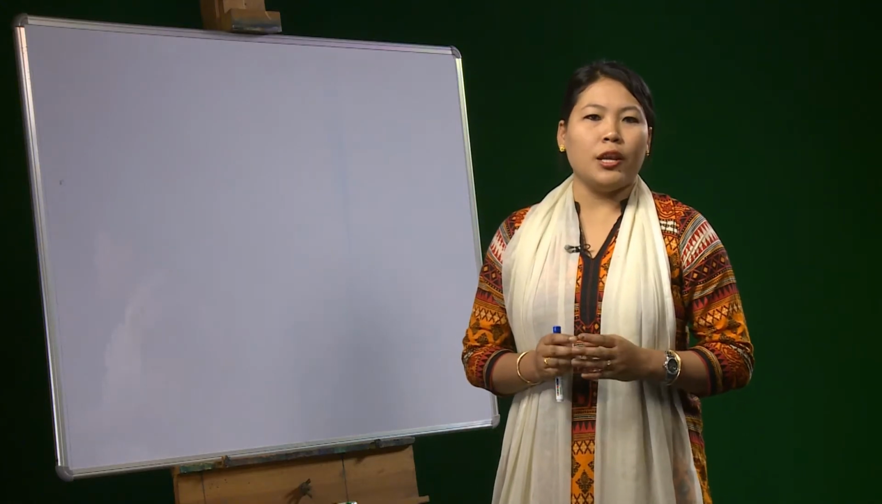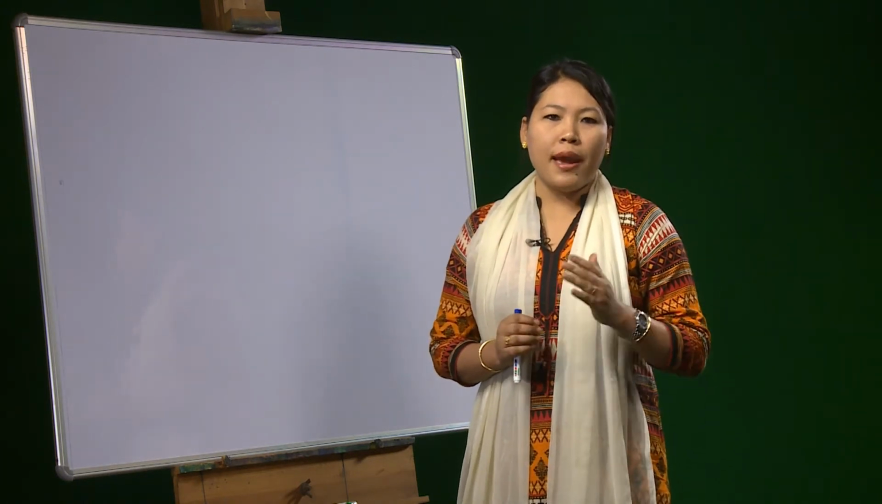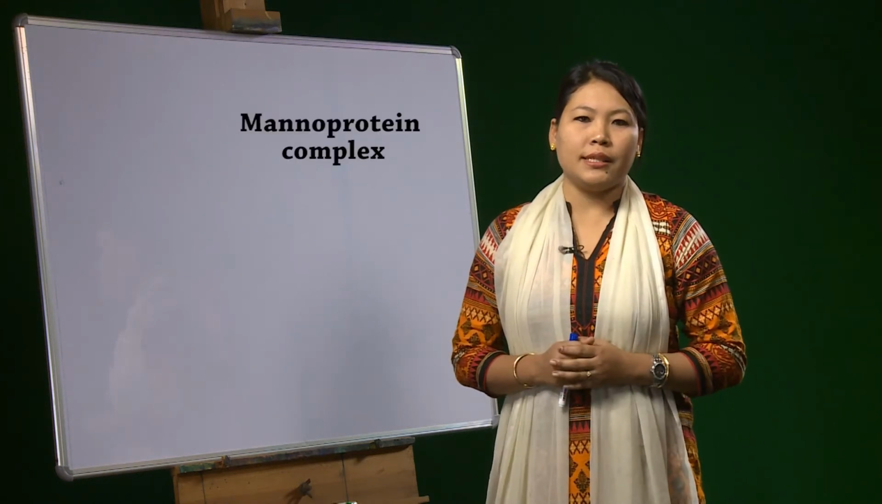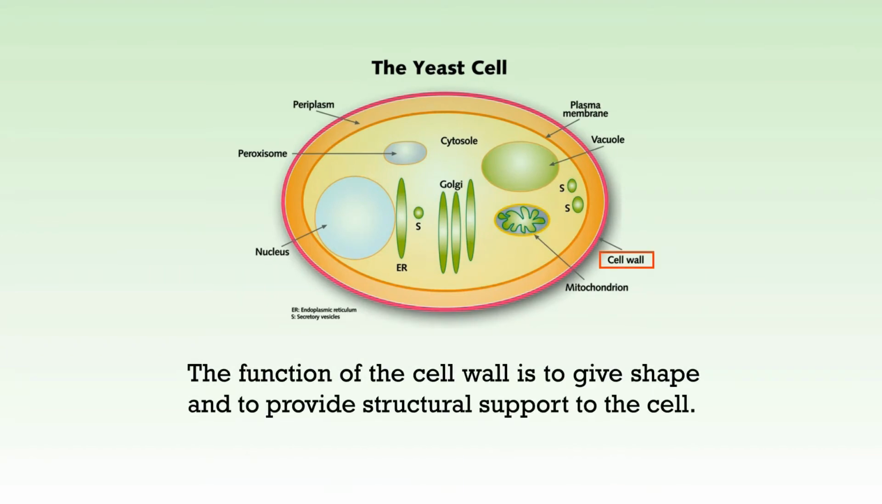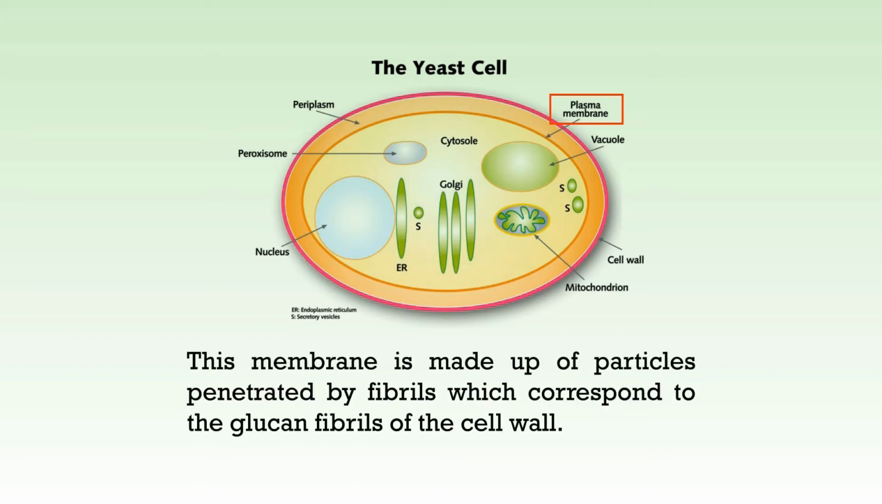And in yeast, cellulose is absent. Most of these proteins are linked to the mannan oligosaccharide, and it is termed the mannoprotein complex. The function of the cell wall is to give shape and to provide structural support to the yeast cell. Further, below the cell wall is a cytoplasmic membrane, which we also call the plasma membrane. This membrane is made up of particles that are penetrated by fibrils, which correspond to the glucan fibrils of the cell wall.